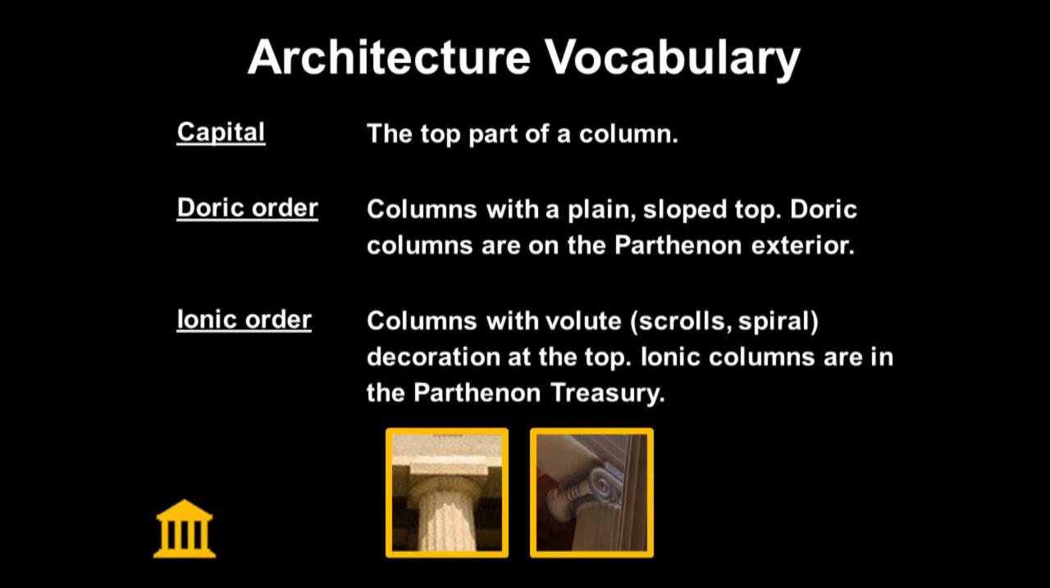And while we're talking about columns, it's helpful to know that the capital is the word for the top part of a column, kind of where the shaft of the column meets the entablature section above it. The capitals can tell you whether the column is in the Doric order of architecture, where the capital is plain with kind of a slightly sloped top, or if it is in the Ionic order, which has a scrolled sort of volute shape up at the top of it. And you can see two examples of those here.